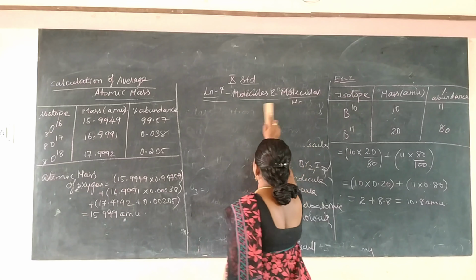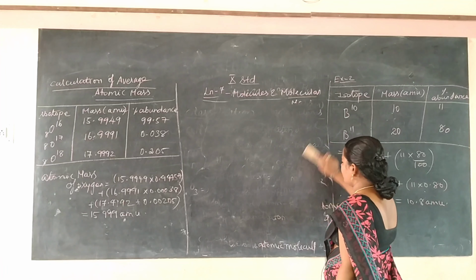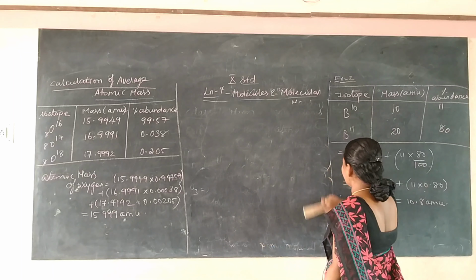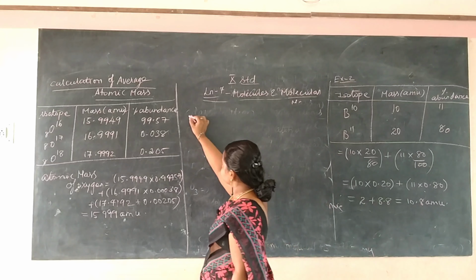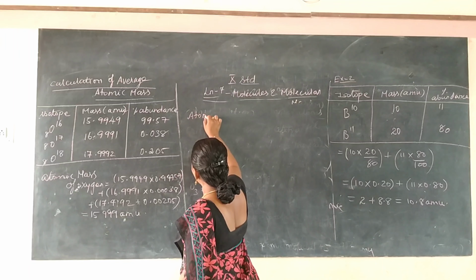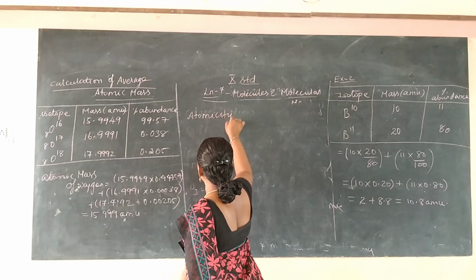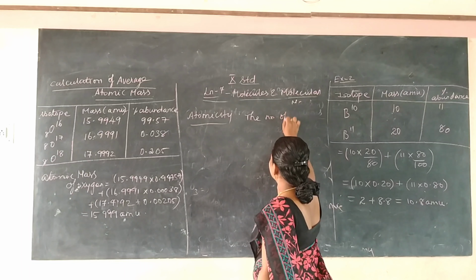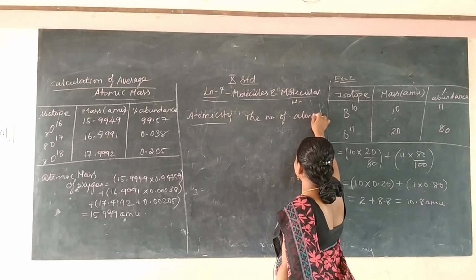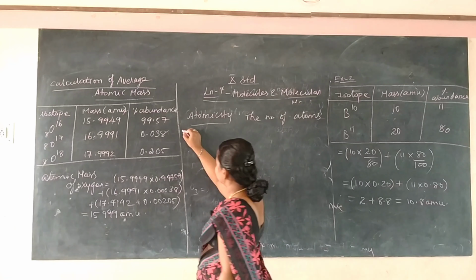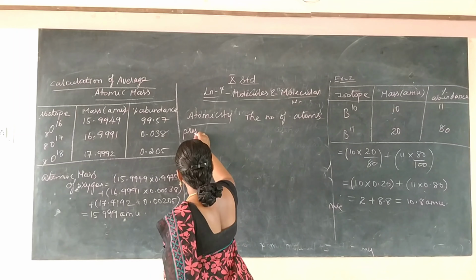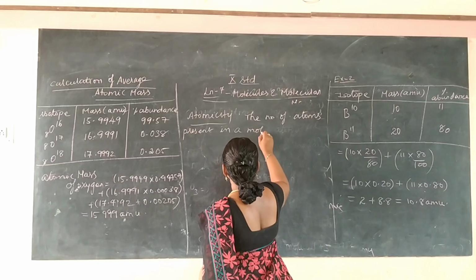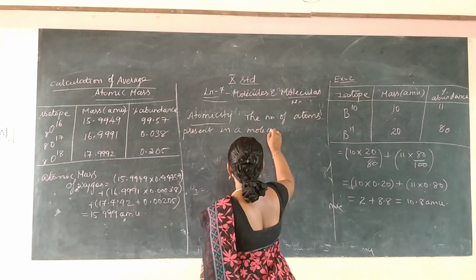The number of atoms present in a molecule is called its atomicity. This can be asked as a short answer question. This is a prepared question. So the number of atoms present in a molecule is called its atomicity.